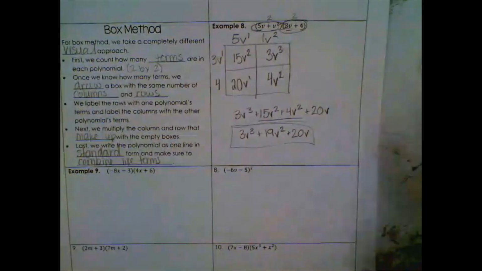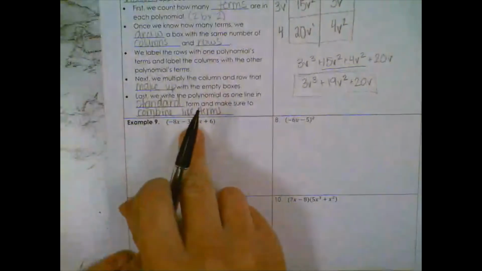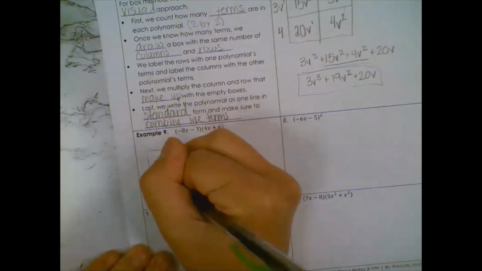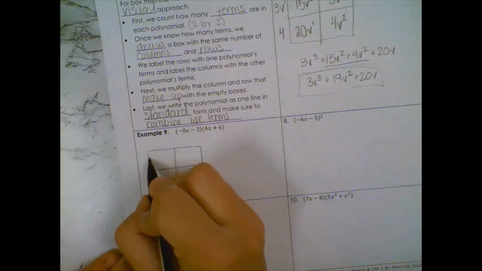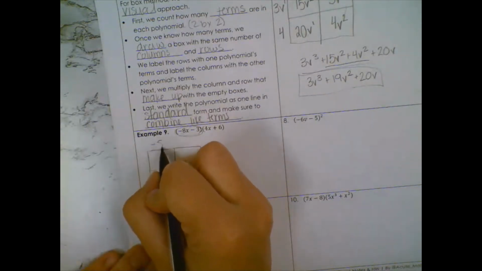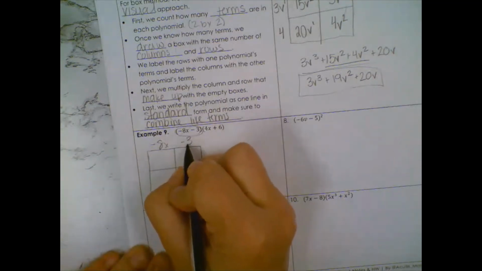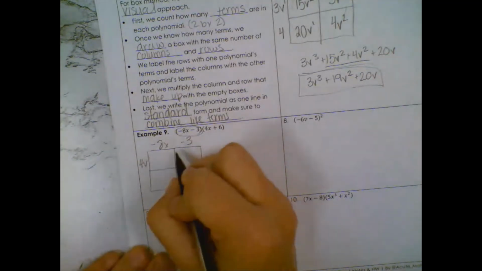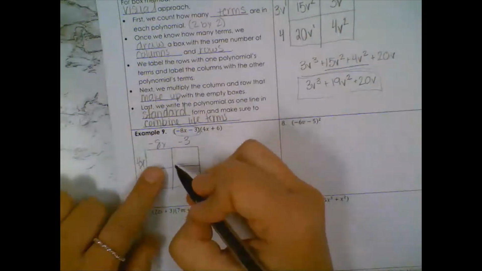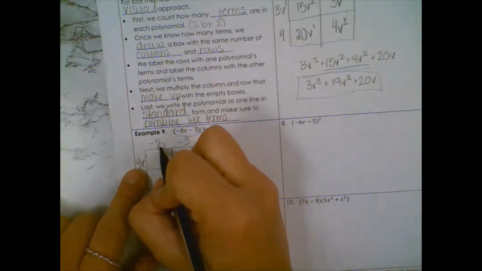Box method, more visual. So I'll do another one with you guys, 2 by 2. So 2 by 2 box. Doesn't matter which one is the columns and rows as long as it stays together. So this whole thing, I'm going to make my column. So negative 8x, negative 3. Positive 4x, oops, and positive 6. So now I multiply down the paths. So 4 times negative 8, that's a negative, not negative 2, negative 32.